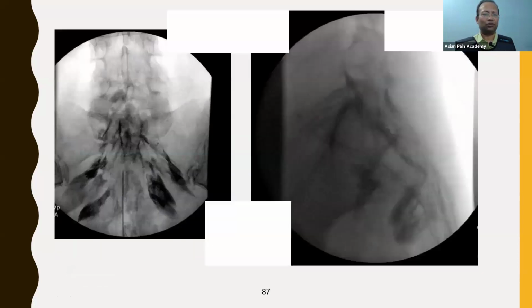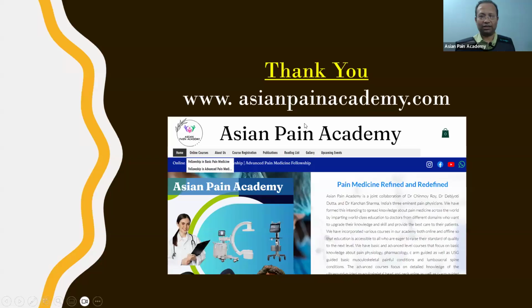So these are all post-laminectomy cases. Here you can see that a lot of drug has leaked through the anterior sacral foramen and very little drug has gone up. So if the patient has pain in the upper lumbar area also, you cannot expect relief. The patient cannot get relief in that case.